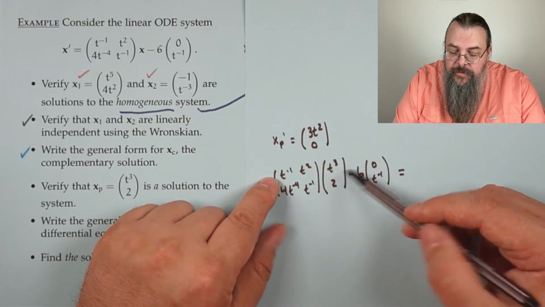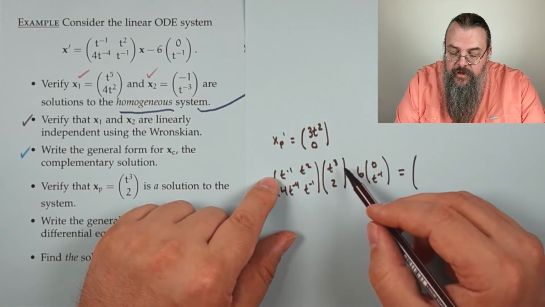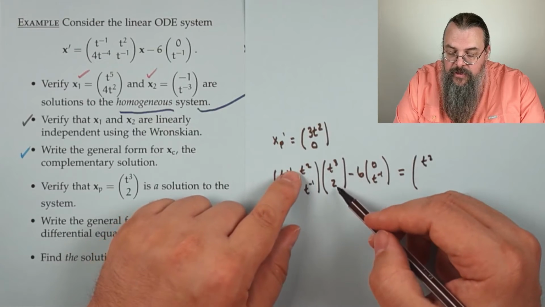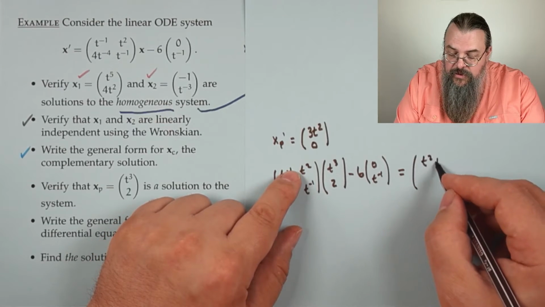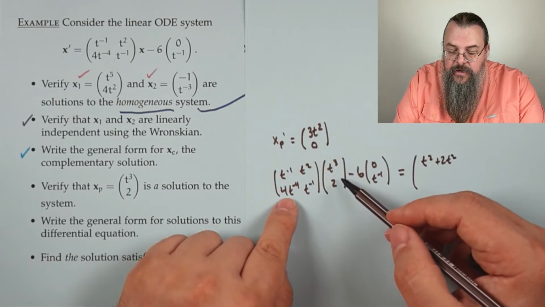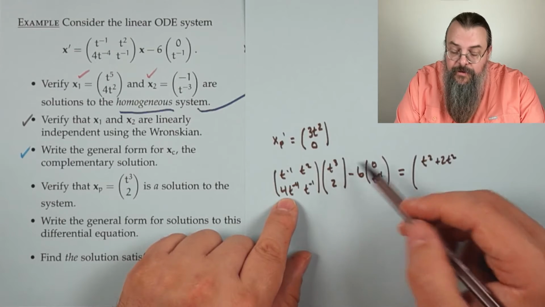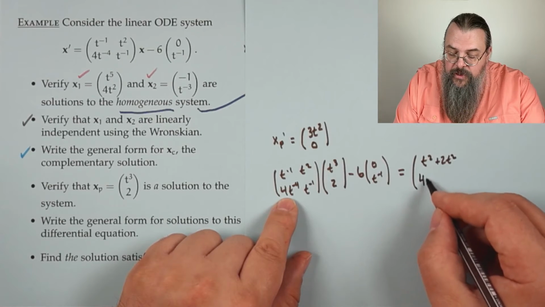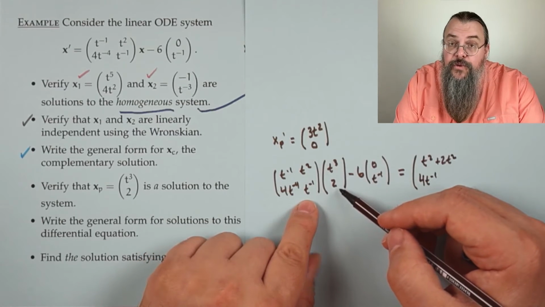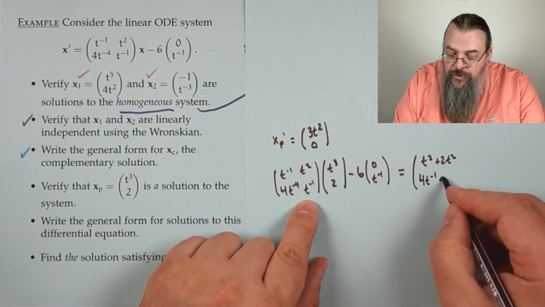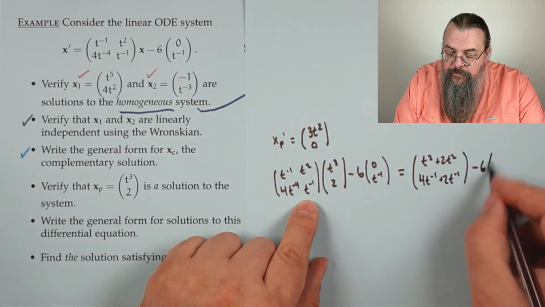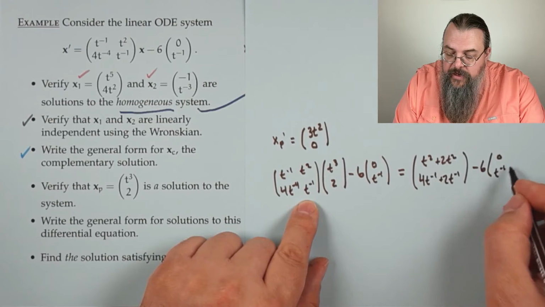t to the minus 1 times t cubed will give us t squared. All right, well, that's good. t squared times 2, 2t squared. All right, now second row down the column. 4t to the minus 4 times t cubed would be 4t to the minus 1. t to the minus 1 times 2 will give us 2t to the minus 1. Subtract 6, 0, t to the minus 1.